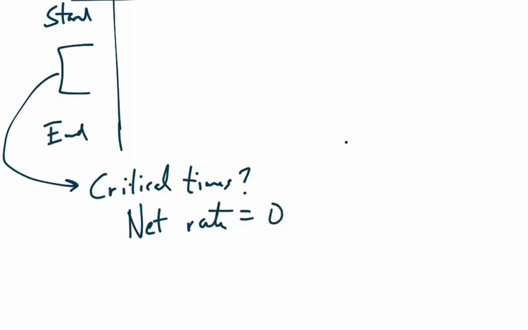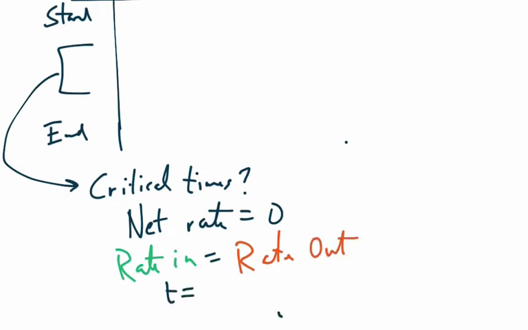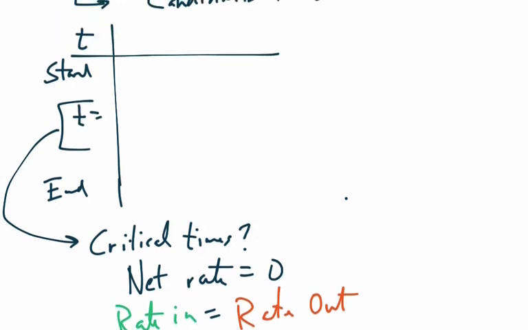Oh, we just did that. You would find where the rate in was equal to the rate out. And those time values, however many there were, those would be your other candidates. Then you would find the amount at each time.